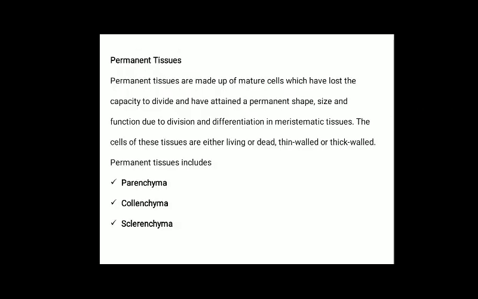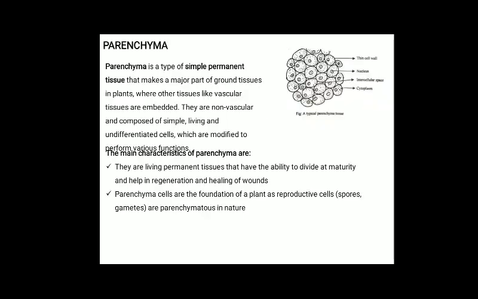Permanent tissues are made up of mature cells which have lost the capacity to divide and attain a permanent shape, size and function due to division and differentiation of meristematic activity. The cells of these tissues are either living or dead. They may be thin or thick-walled in nature. Permanent tissues include parenchyma, collenchyma and sclerenchyma. First we will see parenchyma.